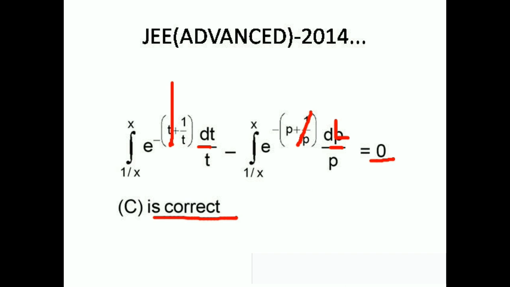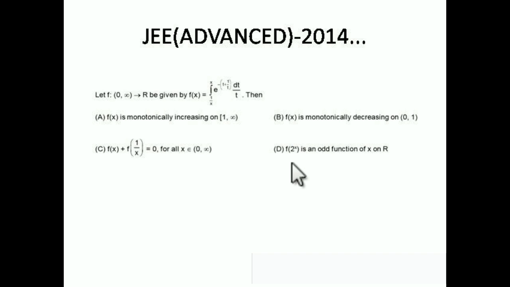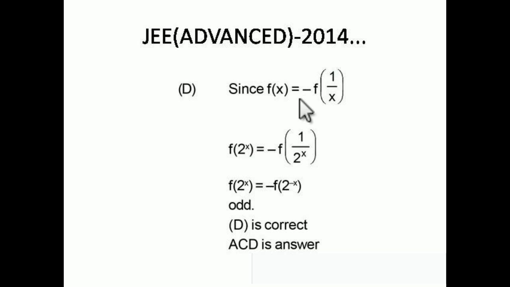Now we have to check for D also. They say that f of 2 raised to x is an odd function of x on R. Now as we know, f of x is equal to minus f of 1 by x, because f of x plus f of 1 by x is equal to 0. So f of x is equal to minus f of 1 by x. Now f of 2 raised to x is equal to minus of f of 1 upon 2 raised to x. That means f of 2 raised to x is equal to minus of f of 2 raised to minus x.